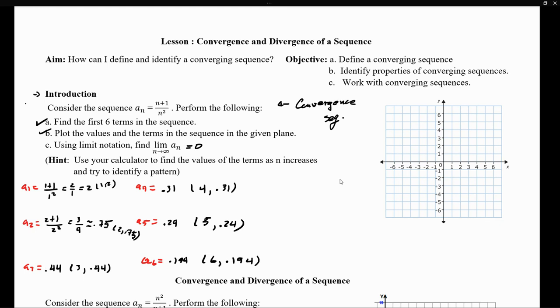And again, it doesn't always have to be 0, but the idea of a convergent sequence is: if I keep getting farther and farther on my sequence, if I keep taking a look at the value of the terms in my sequence, and I seem to be approaching a certain value, then we call the sequence a convergent sequence.